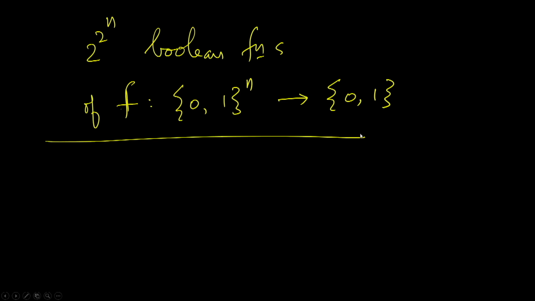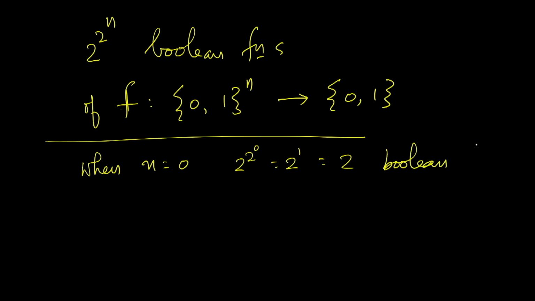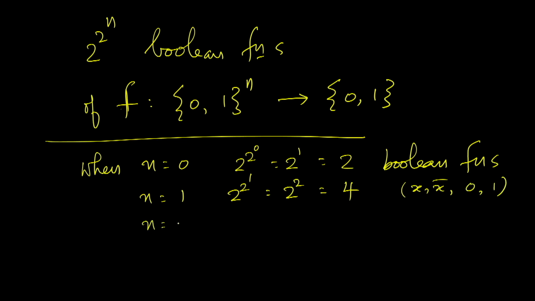Special cases of this we have already seen. When n equal to 0, there are 2 power 2 power 0, which is 2 power 1, equal to 2 Boolean functions. These are the 0 function and the 1 function. When n equal to 1, we have 2 power 2 power 1 functions, which is 2 power 2, which is 4. These are x, the negation of x, 0 and 1. And when n equal to 2, when there are two inputs, we have 2 power 2 power 2, which is 2 power 4 equal to 16 Boolean functions. We have seen the list of them.